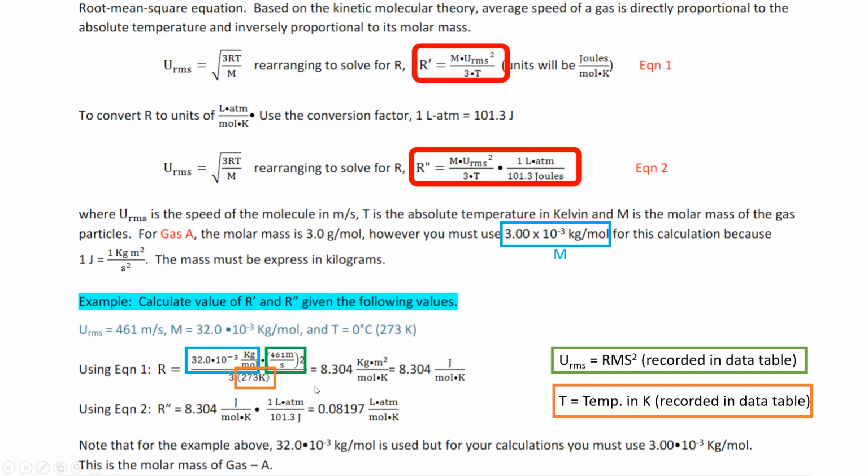The value we get will be in joules over moles times Kelvin. For our double prime, we're just going to be taking that value and dividing it by 101.3 joules, such that our number now will be in different units. It will be in liters times atmospheres over moles times Kelvin.